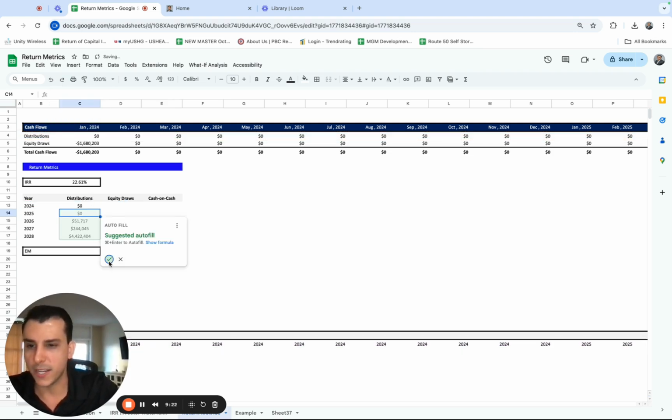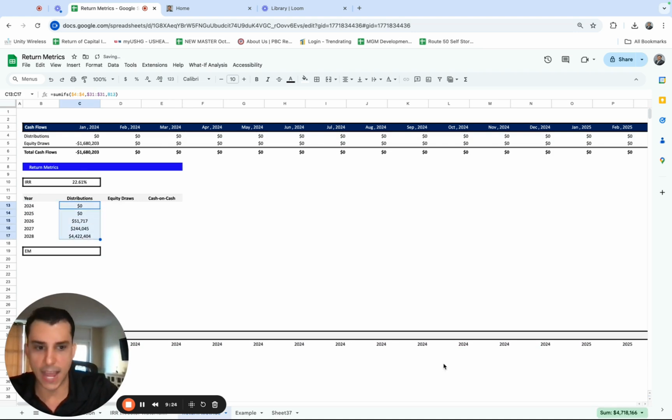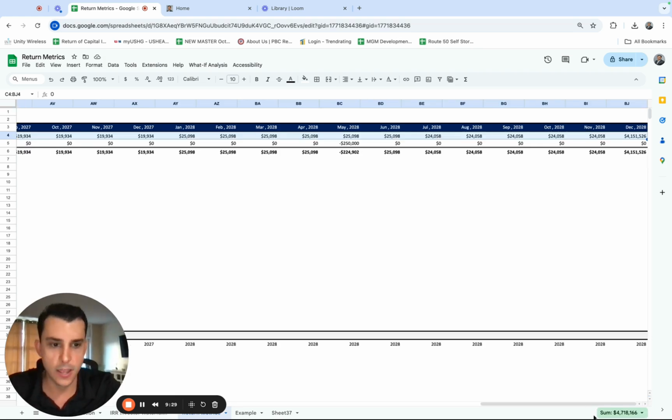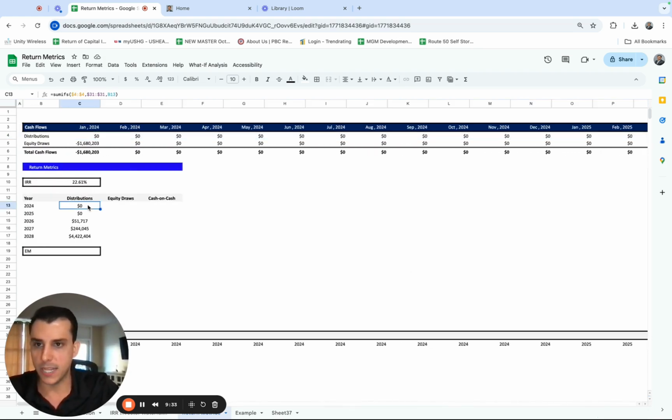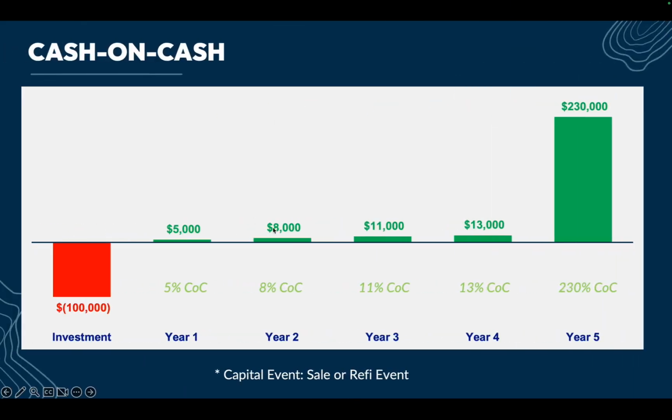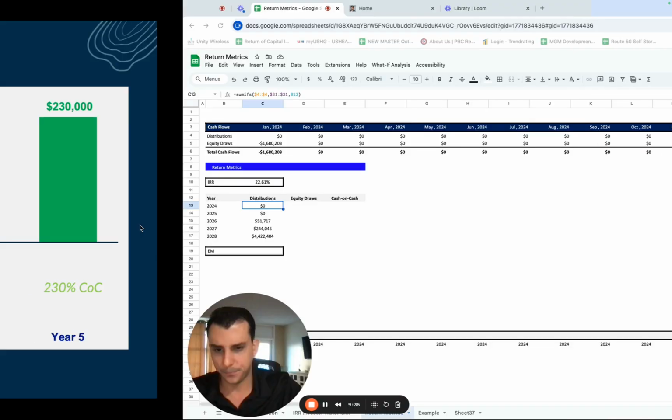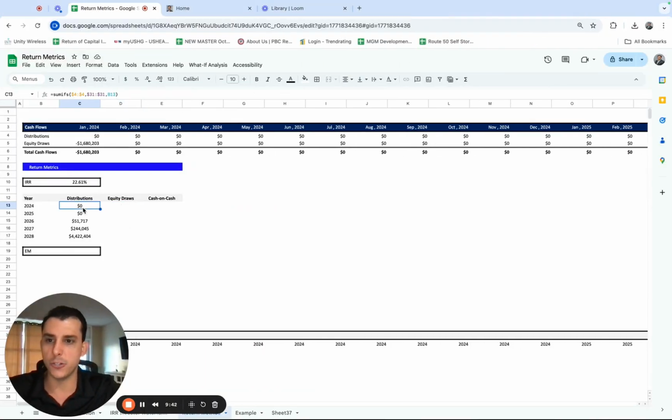Boom. Drag it down. And let me double check my work. If I add these all together, 4.718 million, add all the distributions together, 4.718 million. We're all good there. So the first step, let me go back to this graph. You got to get these on a year by year basis. Now I oversimplified it in this graph. What you want to do for the equity draws, you're going to do the exact same thing year by year.